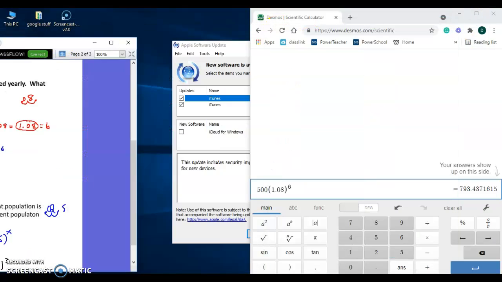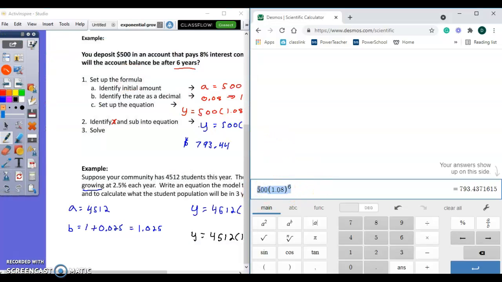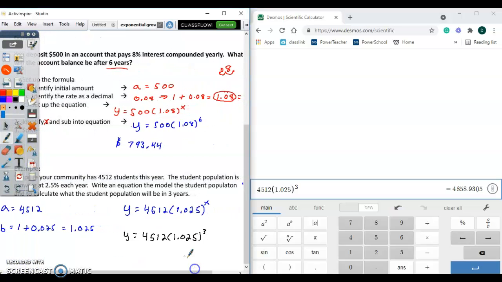Let's go ahead and find our answer there. Put that there, and that gives us 4,858. And again, I guess we're dealing with human beings and people, so we'll round that to the nearest whole number based on the context of the question. So the answer would be 4,859.